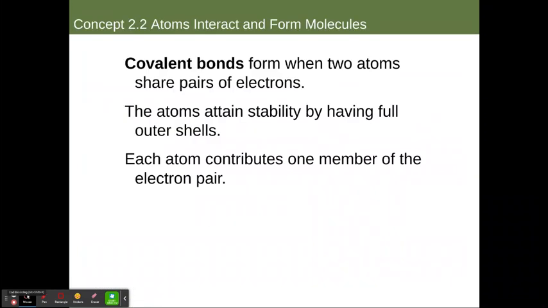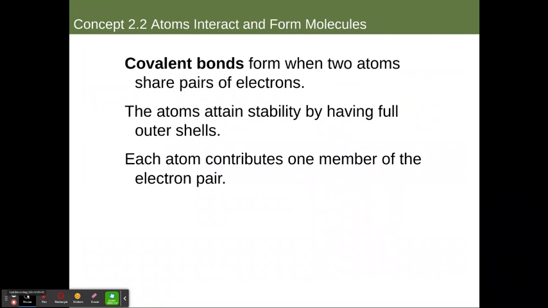Okay, so let's start with covalent bonds. A covalent bond will form when two atoms share a pair of electrons, meaning that it's two electrons involved. The atoms attain stability by having full outer shells. Each atom will contribute one member of the electron pair. That electron is then free to move about from one of the atoms to the other.